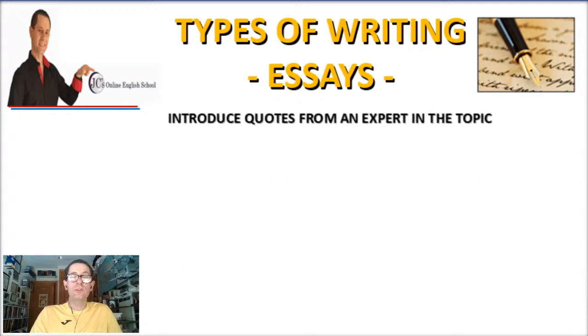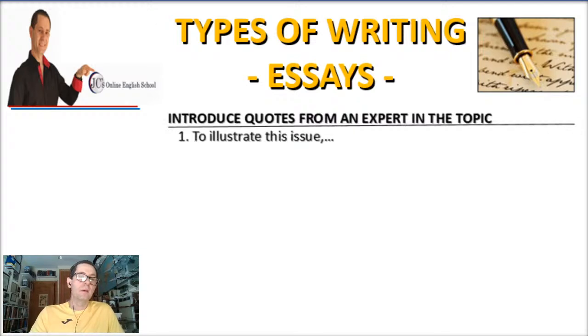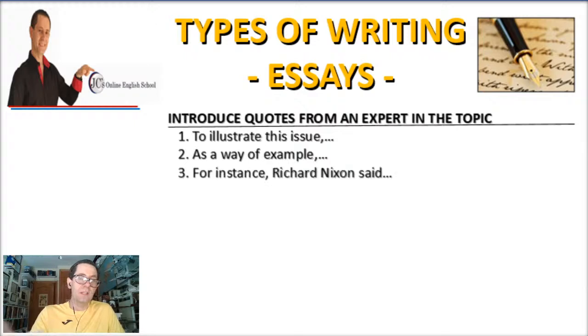And we can also introduce quotes from an expert in the topic. Okay, so you could say, to illustrate this issue, blah blah blah. Robert, whoever, a famous person, said this. Okay, or as a way of example, or for instance, one more detail. For instance, Richard Nixon said, if you're talking about the topic and a famous person says something related to the topic. Okay.